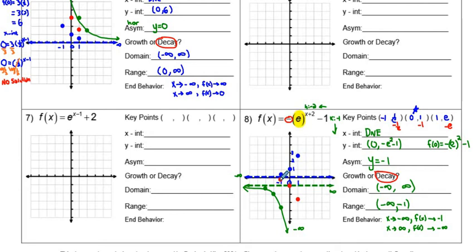So I go to the red ones and I go left 2, down 1, left 2, down 1, left 2, down 1. And that gives me my graph and all of my characteristics.